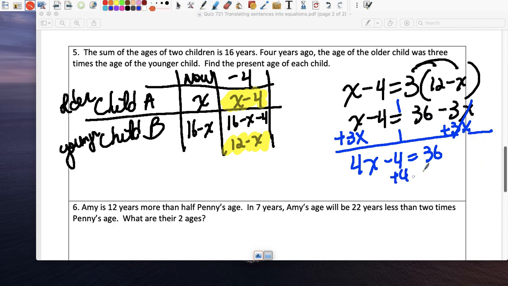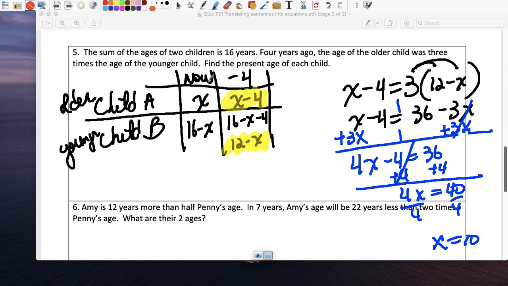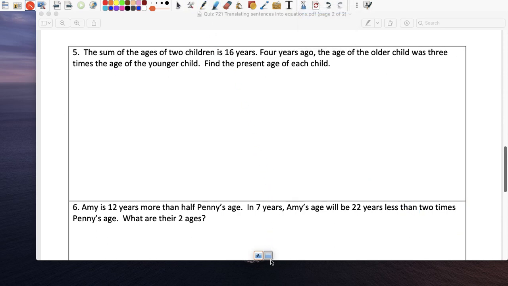Plus 4 on both sides. That goes away, and we get 4x equals 40. Divide both sides by 4, x equals 10. So that means the older child is 10, and the young child, 16 minus 10, is 6 years old.